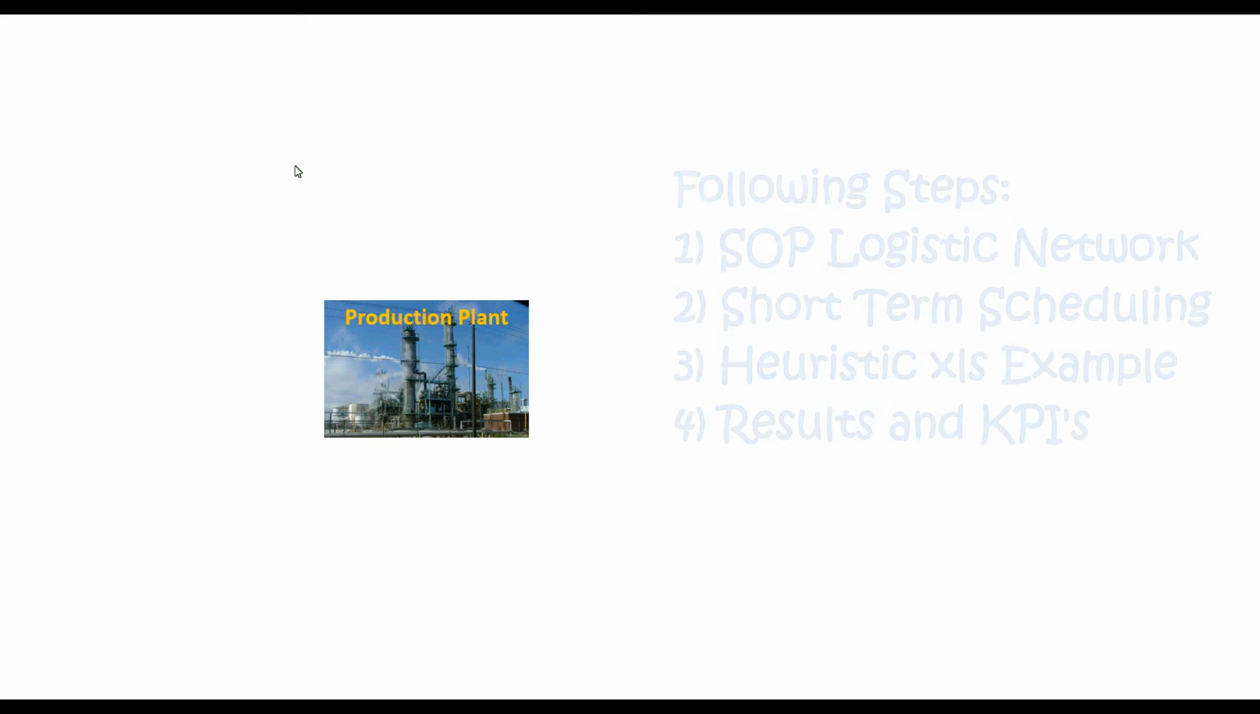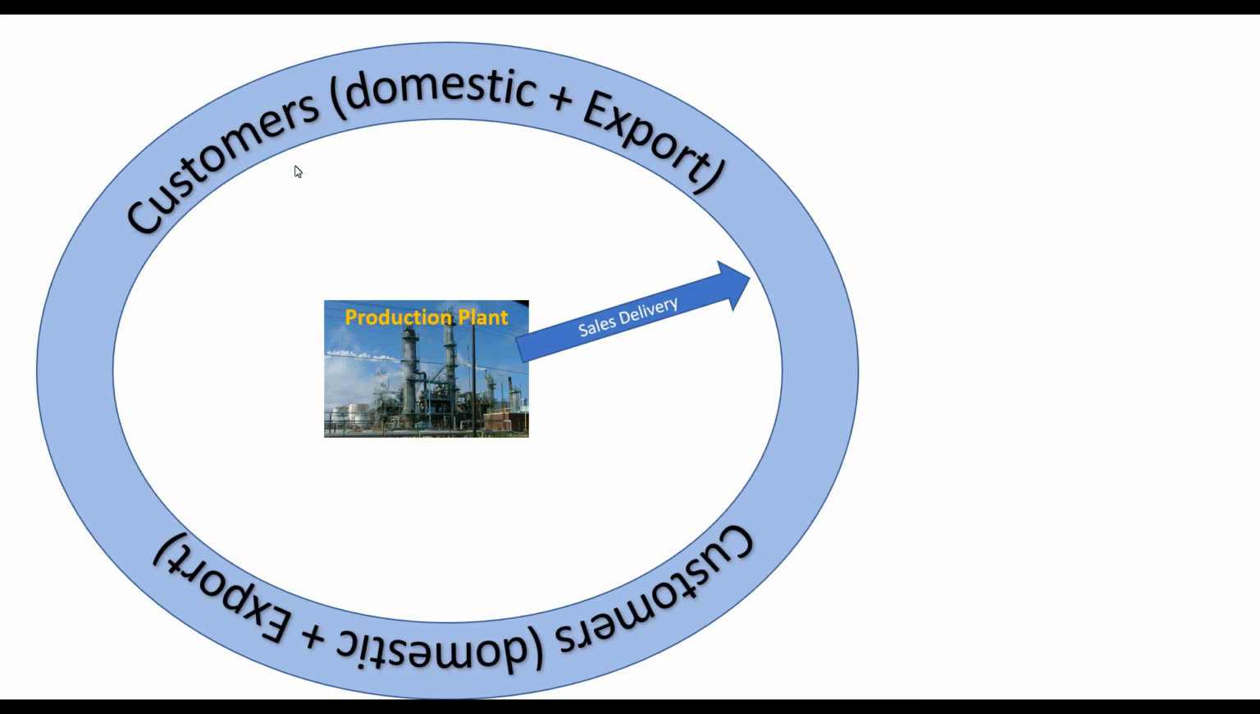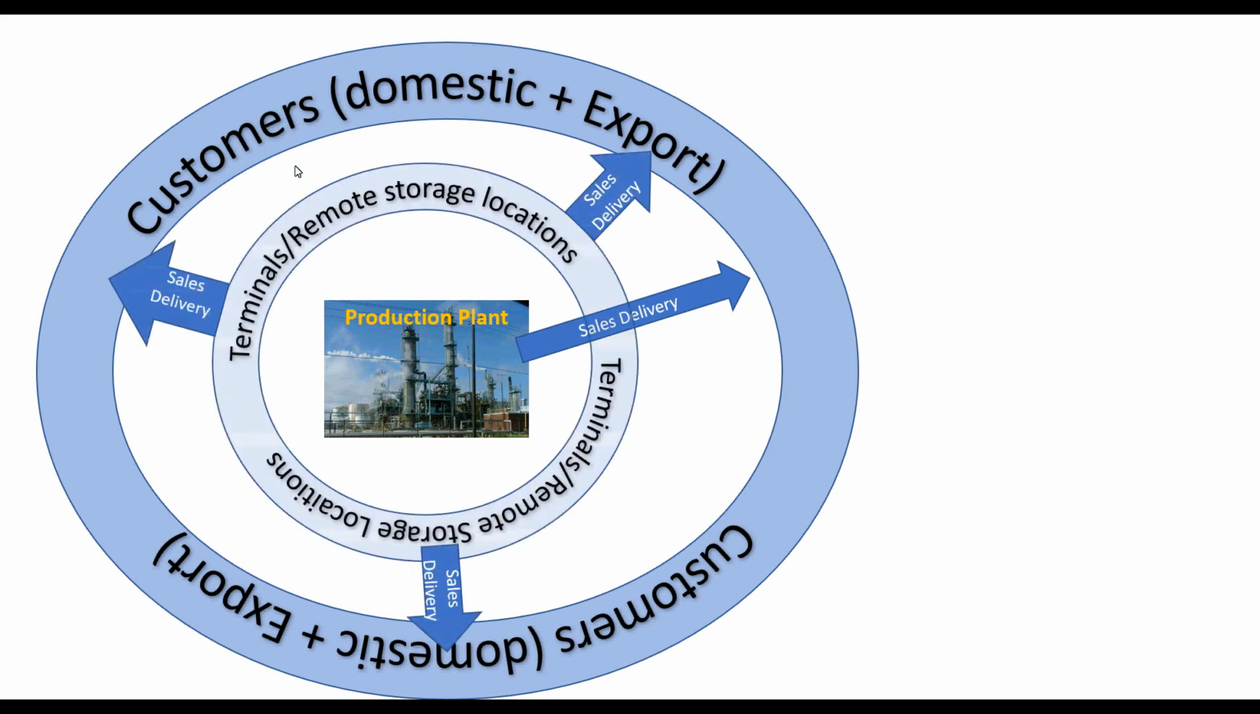First of all, we have a production plant that can sell directly to the customers, domestic or export, as a normal, basic model. But let's have a more complicated model. To increase the complexity, we add other remote storage locations or terminals from which we can sell the goods directly to the customers.